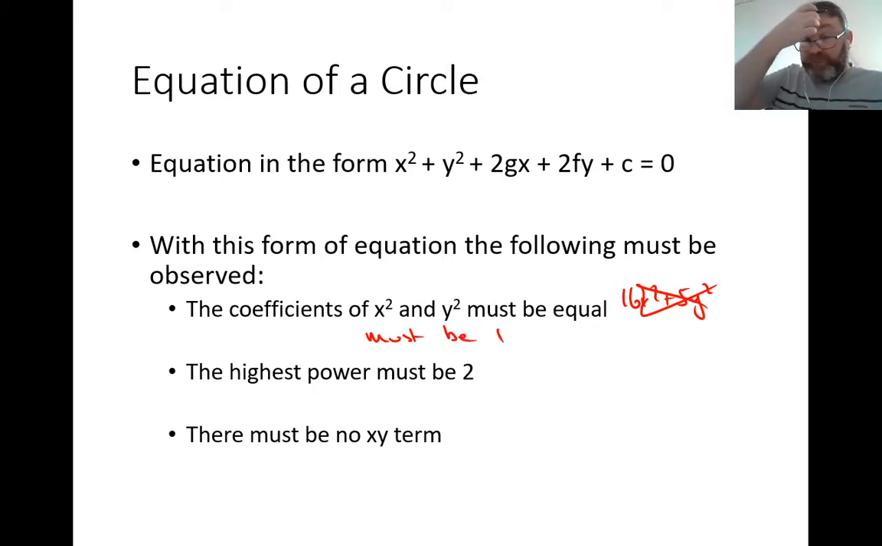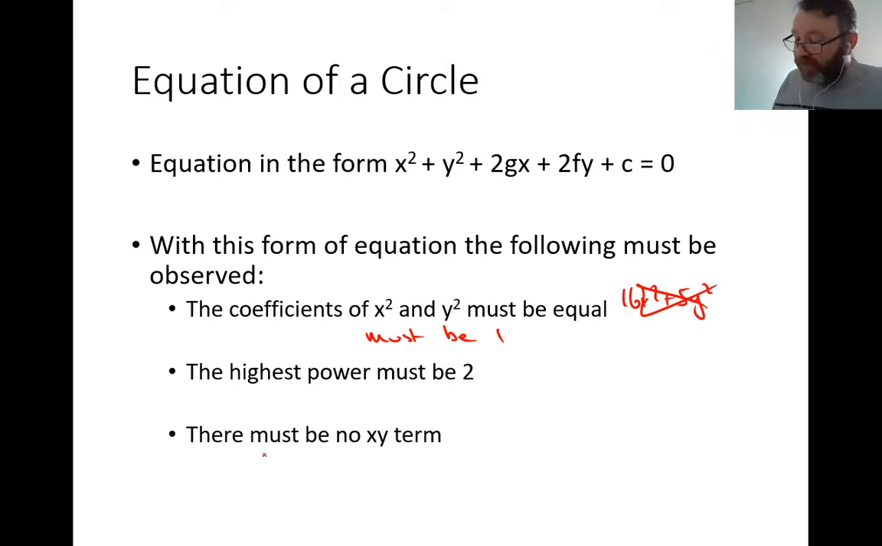Must be 1. And if the coefficient of x squared and y squared is not 1, then you divide across by whatever number you need to divide across by to get the coefficient of x squared and y squared down to 1. The highest power must be 2. Now, because the x squared and y squared have powers of 2, they're both curving. And because they're both curving, see what happens? They form a circle. So the x squared and the y squared is important in giving that circular structure.